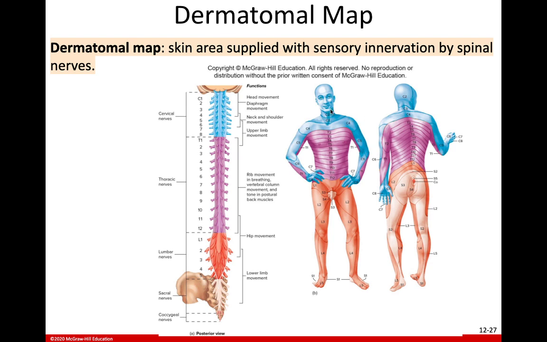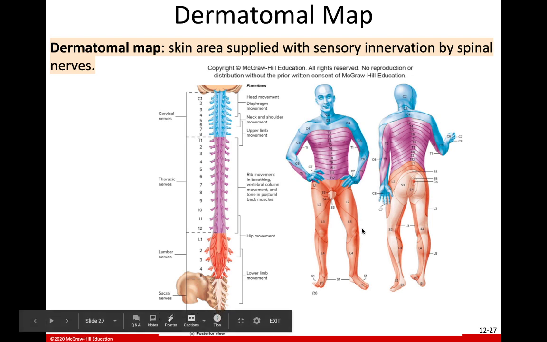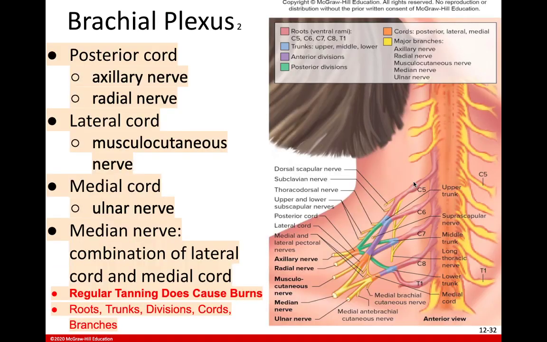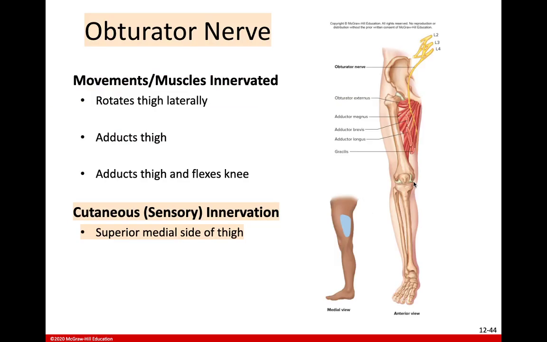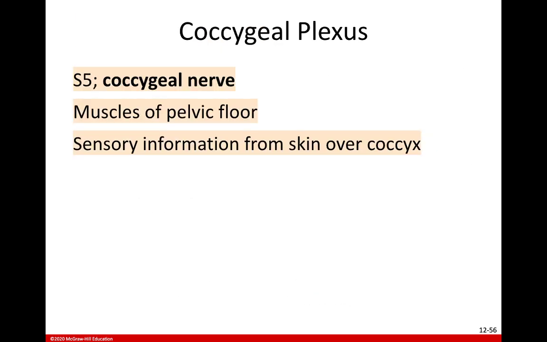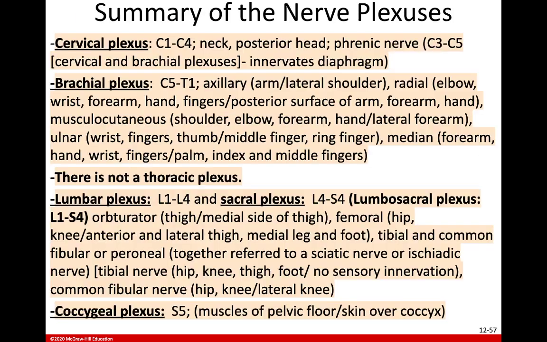The cervical plexus and what it's innervating, the cervical nerves and what they're innervating, the thoracic nerves and what they're innervating, the lumbar and sacral nerves and what they're innervating, as well as that coccygeal nerve innervating the skin right there over the coccyx or tailbone. So we just kind of broke it down a little bit more here and looked at the nerves and which part of each of those areas is being innervated by which specific nerve.